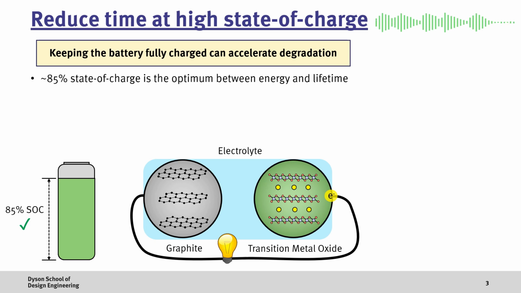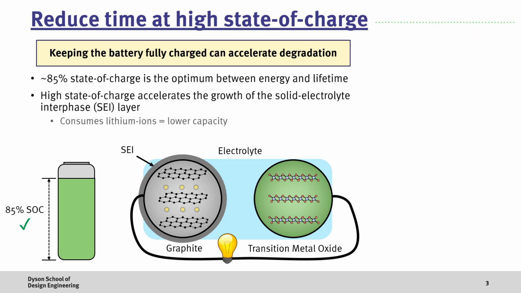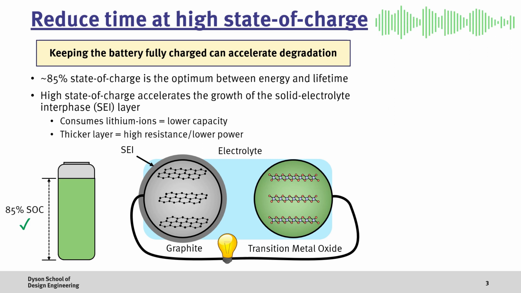At the cathode, the lithium ions and electrons recombine to allow the lithium to go into the cathode. When charging the battery, the reverse reaction occurs, which is why we call this a rocking chair mechanism. Now, over time, if we keep the battery at a high state of charge, this can accelerate the growth of the solid electrolyte interface layer, which is a passivation layer which forms on the anode. This layer consumes lithium ions, which lowers the capacity, but also as the SEI gets thicker, it makes it harder for the lithium ions to move through it, increasing the resistance, which lowers the battery power.